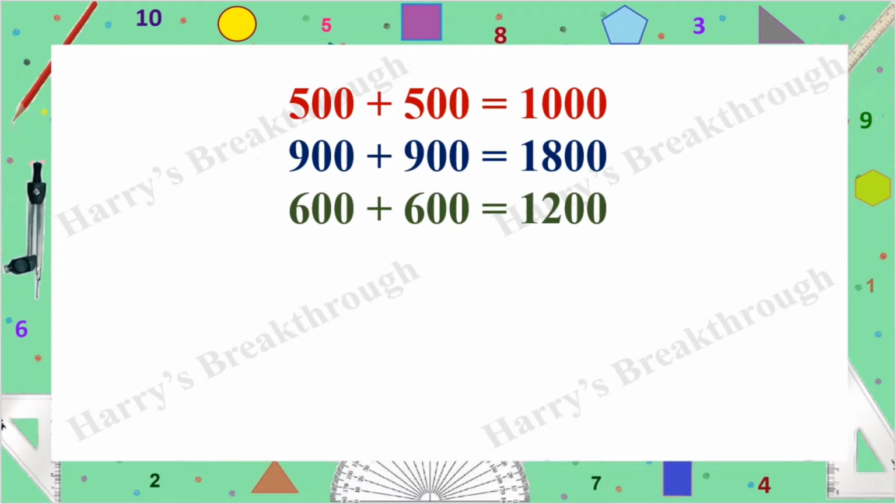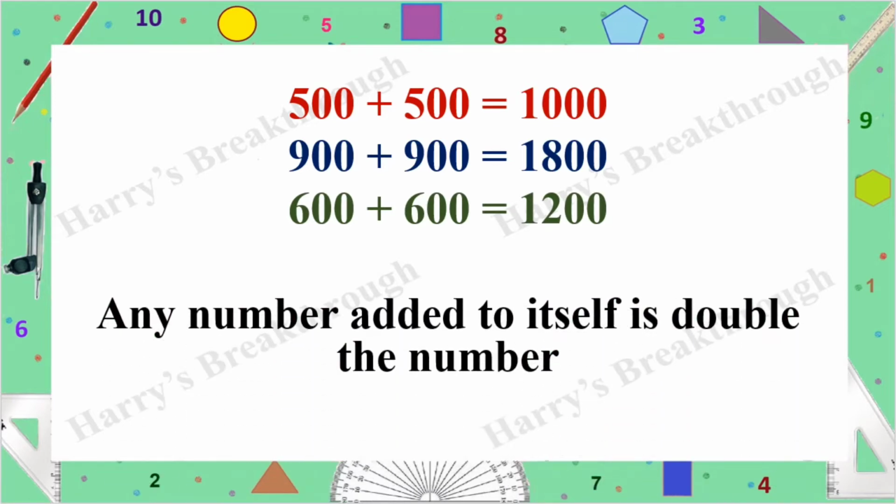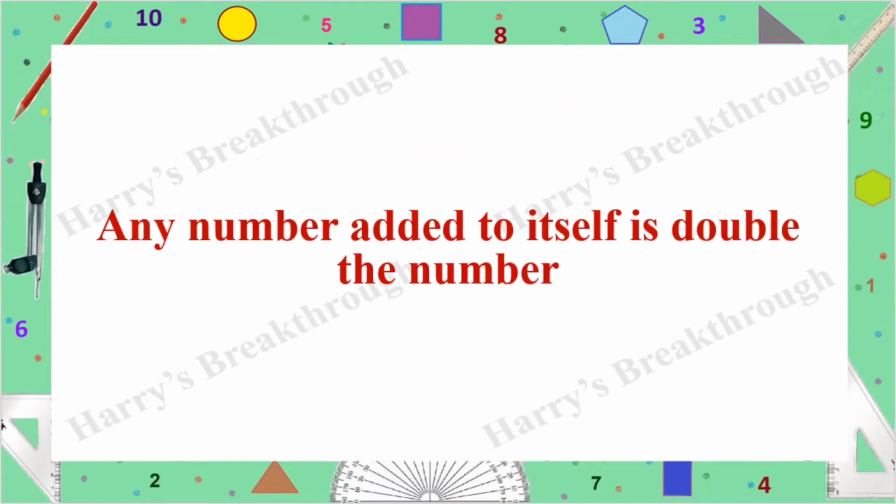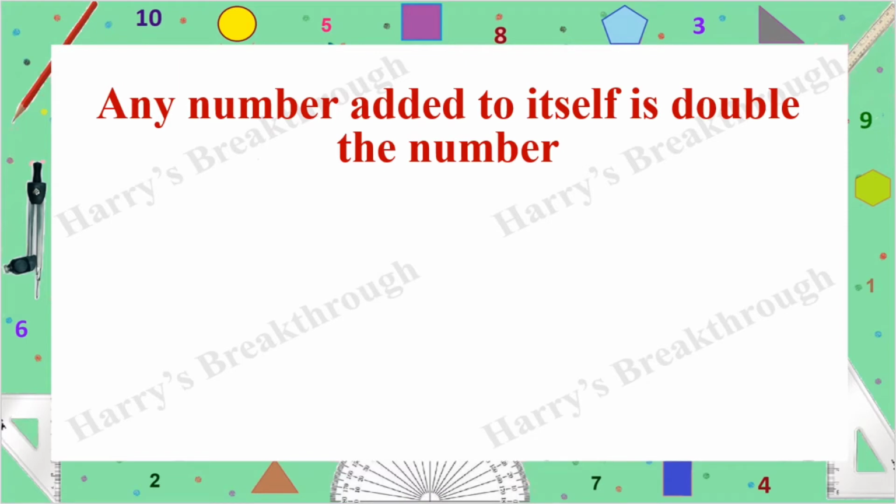Here we have added two same numbers, or we can say one number is added to itself gives double of that number, right? So that means any number added to itself is double the number. So let's write this in terms of algebra. Any number added to itself is double the number.